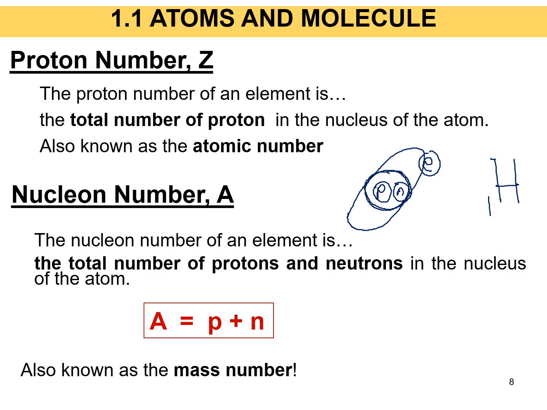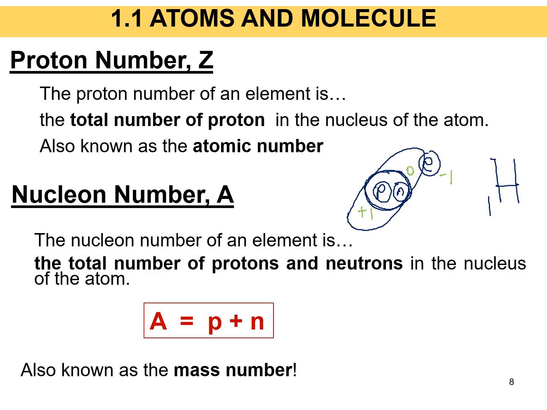Another extra info, kenapa atom charge dia neutral? As we discussed before, proton carries positive charge, neutron carries 0 charge, and electron carries -1. So atom is neutral because the positive 1 cancels out the -1, right? That's why atom is neutral.